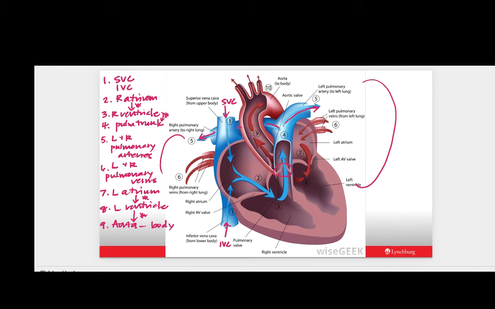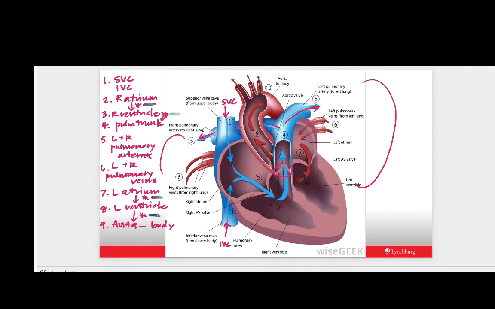Okay, so we have basically 4 areas here where we've indicated valves. So between right atrium and right ventricle, between right ventricle and pulmonary trunk, between left atrium and left ventricle, and between left ventricle and aorta. Okay, so certainly knowing blood flow through the heart. For example, if blood is in the right atrium, which chamber is it going to head to next? And so that would be the right ventricle.